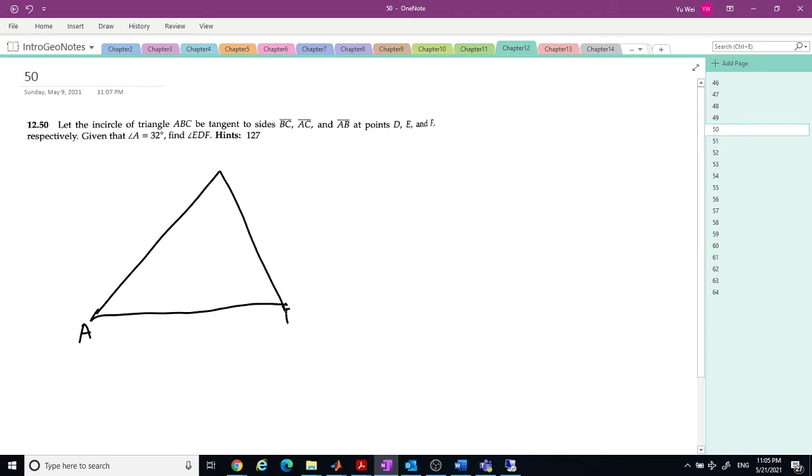We have triangle ABC, then we have an incircle. The incenter is the intersection of the three angle bisectors, right? So the circle is tangent to the sides BC, AB, and CA, at the touch points D, E, F. Okay? So you can draw a circle.